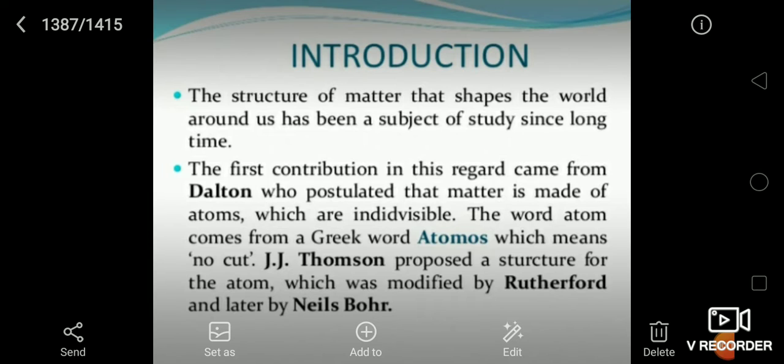The structure of matter that shapes the world around us has been a subject of study since a long time. The first contribution in this regard came from Dalton, who postulated that matter is made of atoms, which are indivisible. The word atom comes from a Greek word atomos, which means no cut. J.J. Thomson proposed a structure for the atom which was modified by Rutherford and later by Niels Bohr.